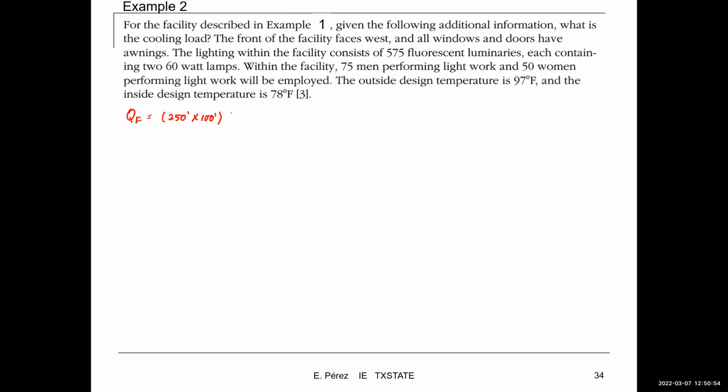And the U factor is the same, 81 BTUs over hours feet square. And then the temperature, now we use the outside minus the inside. So that's 97 Fahrenheit minus 78 Fahrenheit. And for the floor, we had 3.85 times 10 to the 5 BTUs an hour.